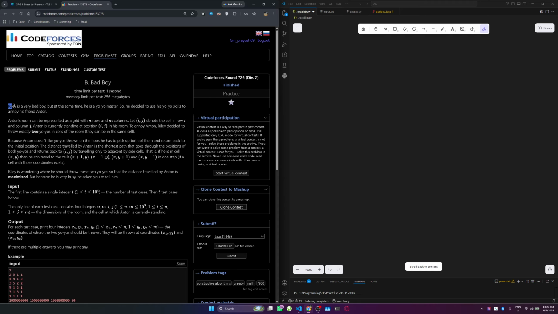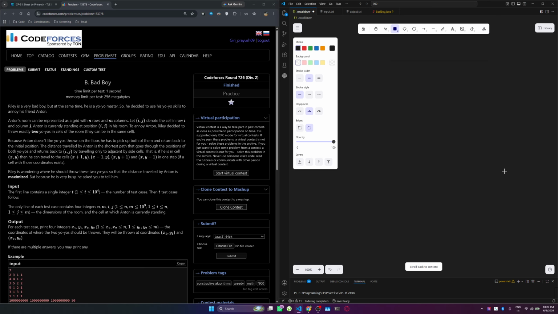So Riley is a very bad boy, but at the same time he's a yo-yo master. So he decided to use his yo-yo skills to annoy his friend Anton. Anton's room can be represented as a grid with N rows and M columns.